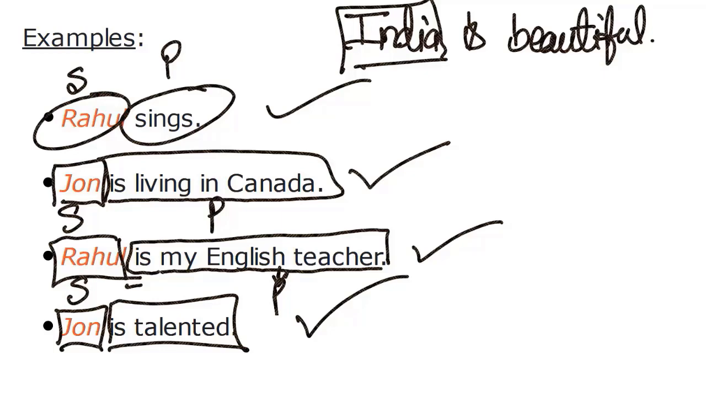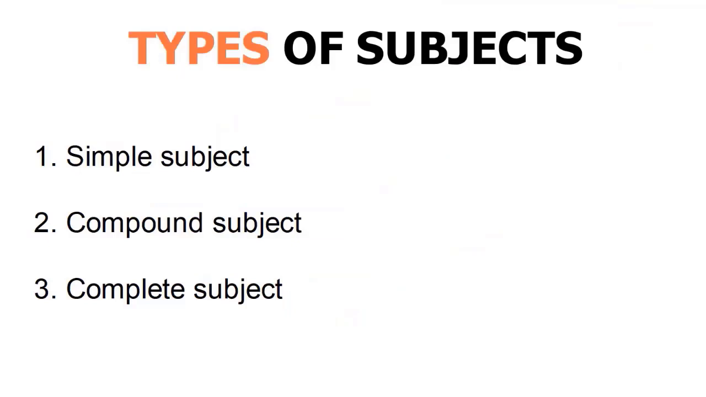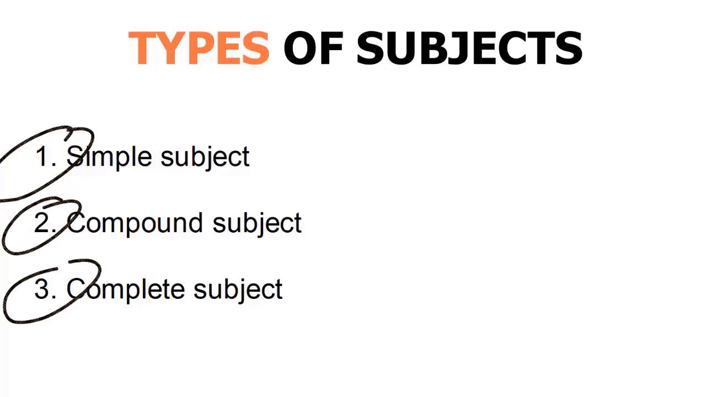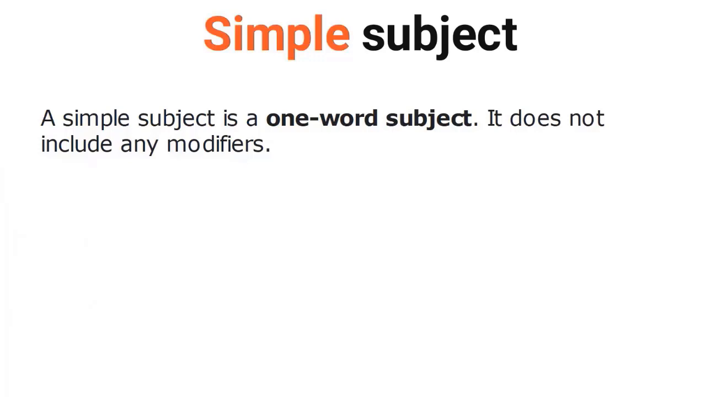It either performs an action or the sentence simply gives information about it. Now, we have different types of subjects. Number one, simple subject. Number two, compound subject. And number three, complete subject. It is very important for us to know all these three types of subjects, how they work and how to identify them, right? All right, let's start with the very first one, a simple subject.